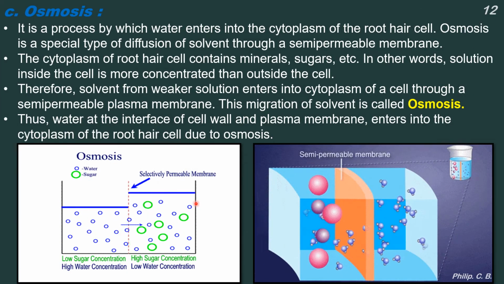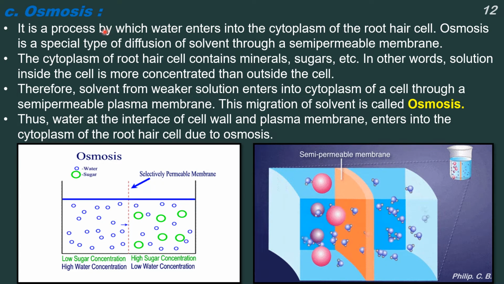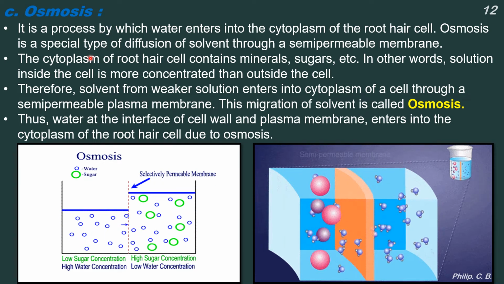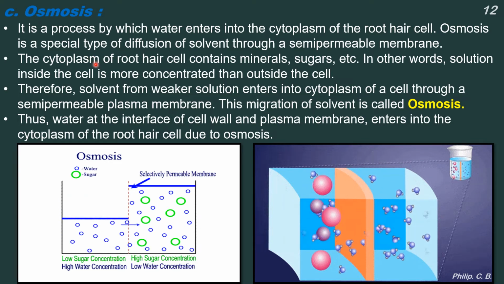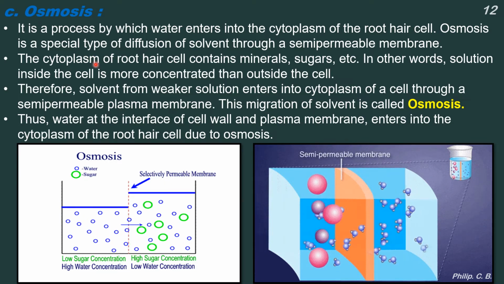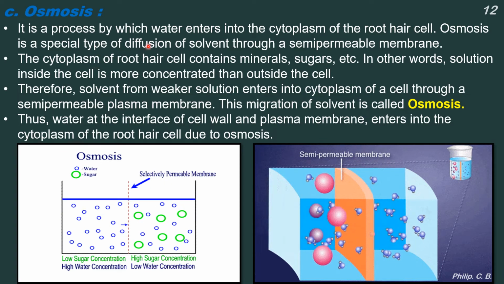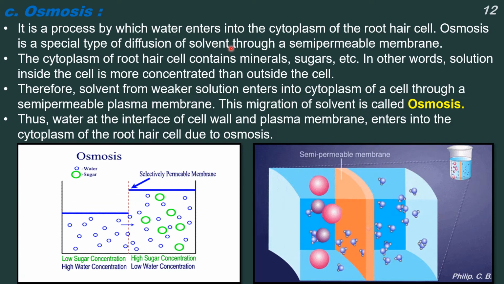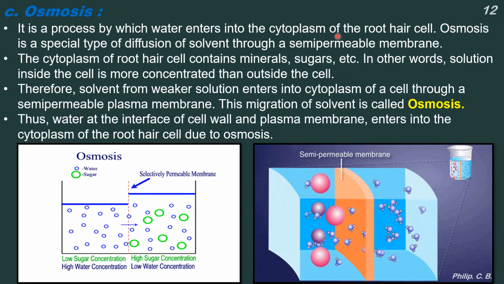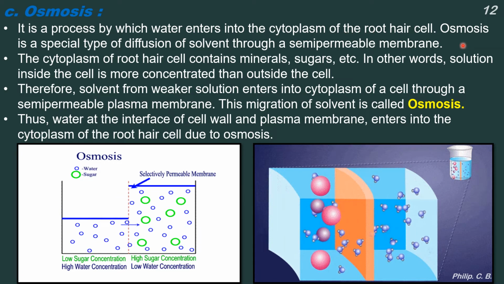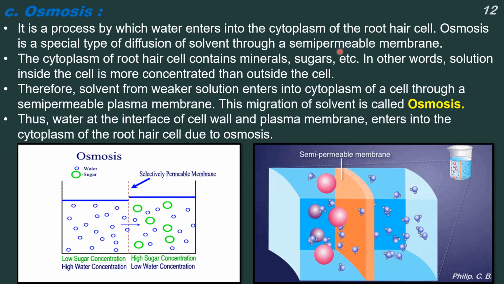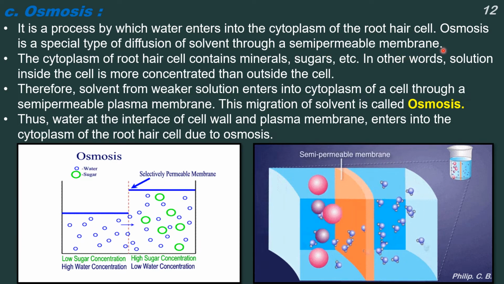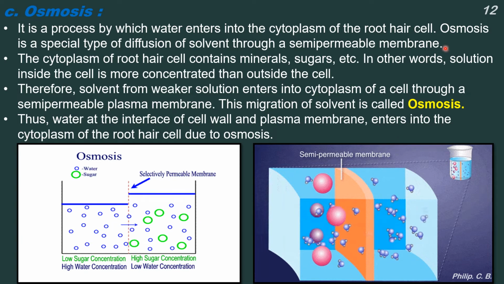Now the third term, osmosis. So again, the term imbibition, then diffusion. Now coming to the third important term, that is osmosis. It is a process by which water enters into the cytoplasm of the root hair cell. Osmosis is a special type of diffusion of solvent through a semi-permeable membrane. So now once again we come to the term semi-permeable membrane.